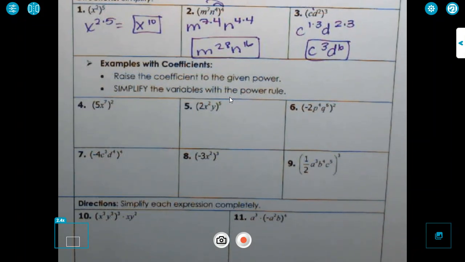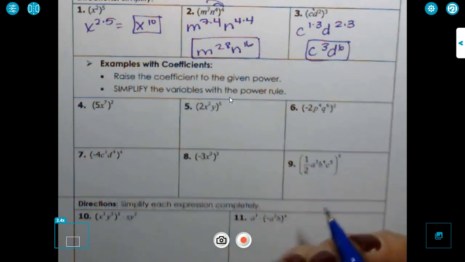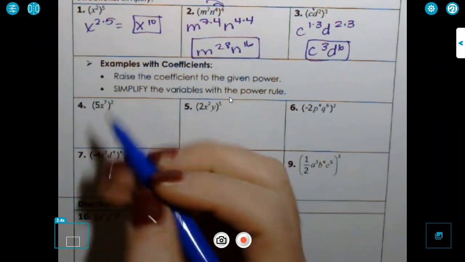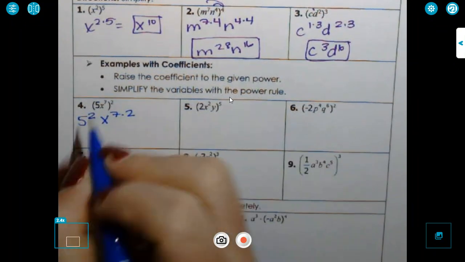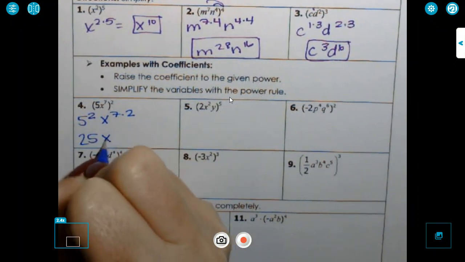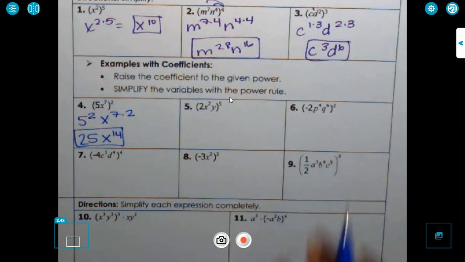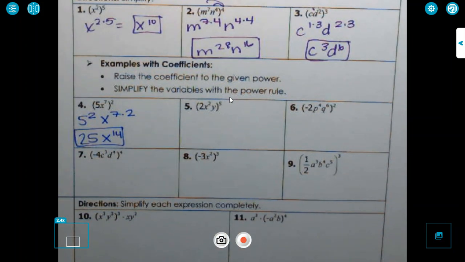All right, so I'm going to show you this first one, number 4, both ways. The way that we're talking about is using the product rule, the power of a monomial. So I'm going to do 5 squared and then x to the 7 times 2. 5 squared is going to give me 25, x to the 14th. But just to show you what it could have been.